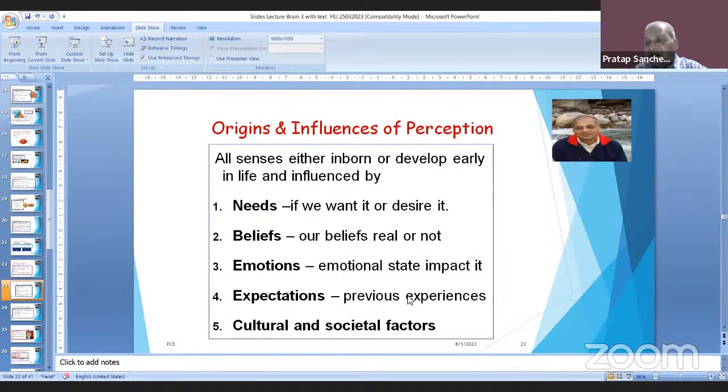Why does the animal kingdom develop perceptions from sensations? A sensation is just an impulse which has come. It has recognized that there is some danger or some good thing there. Perception is born because of needs, what we want or desire, or beliefs. Our beliefs may be real or not. Emotions add to our perceptions. And expectations, what you expect. Often, when we expect something, we try to see that more seriously than the one where we are unexpectedly taken by surprise. And cultural and societal factors are another thing which influences perceptions.